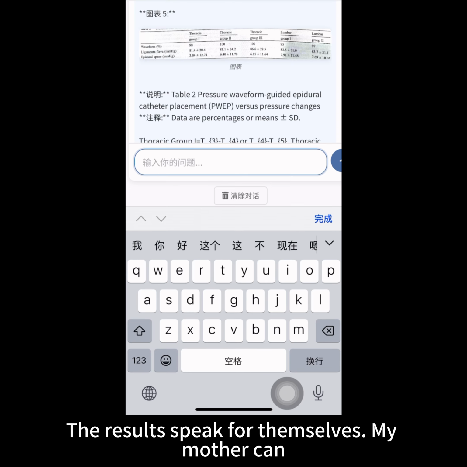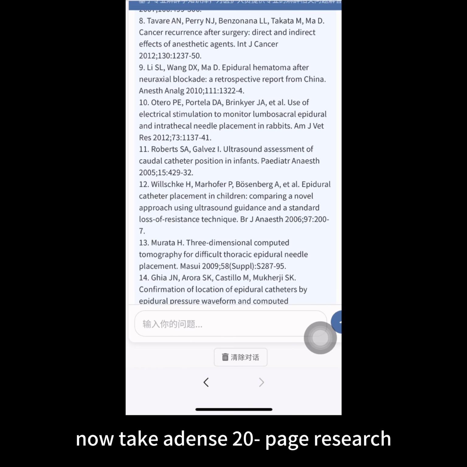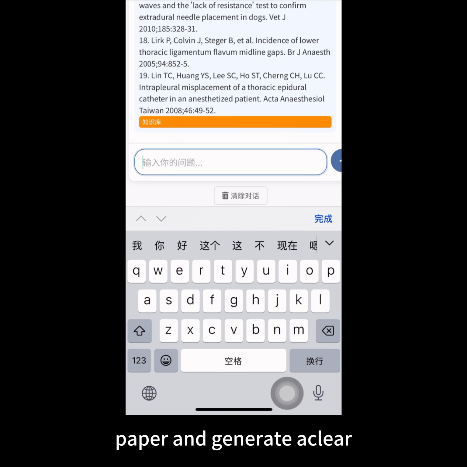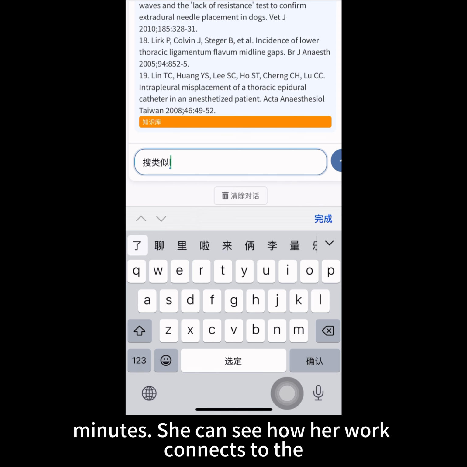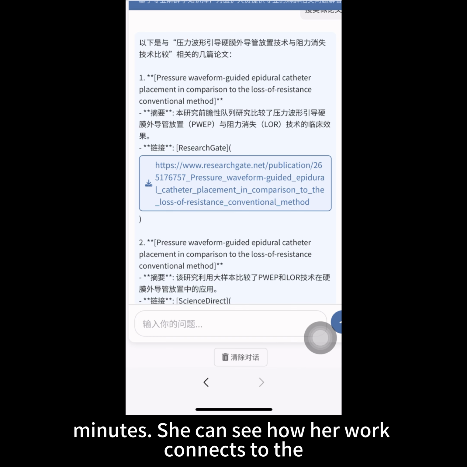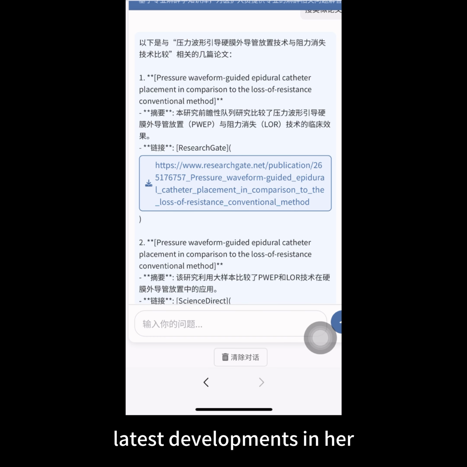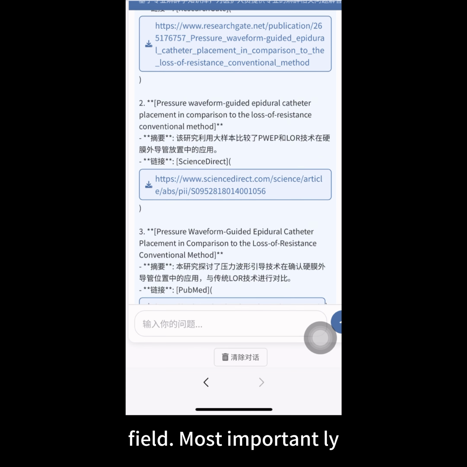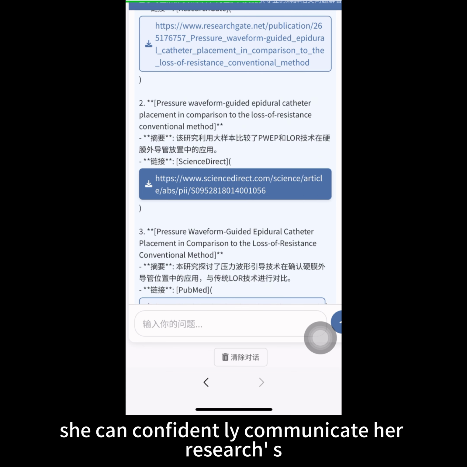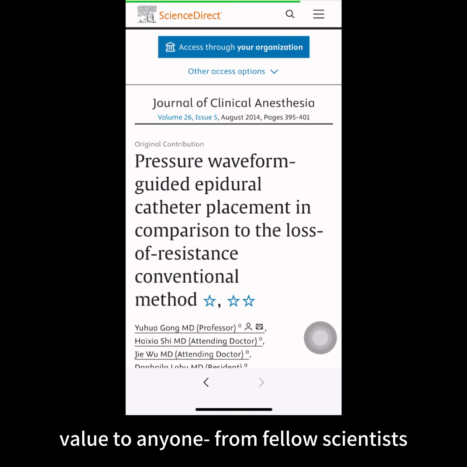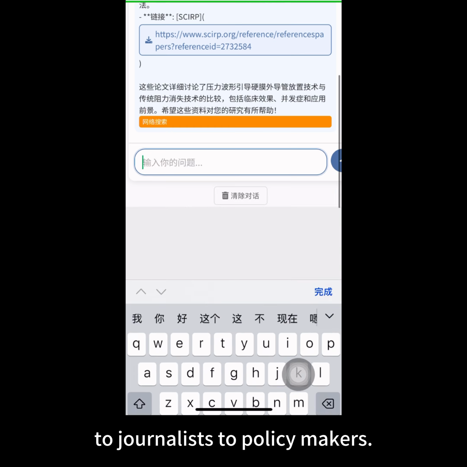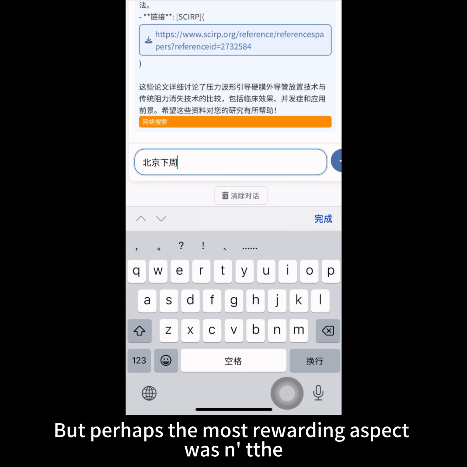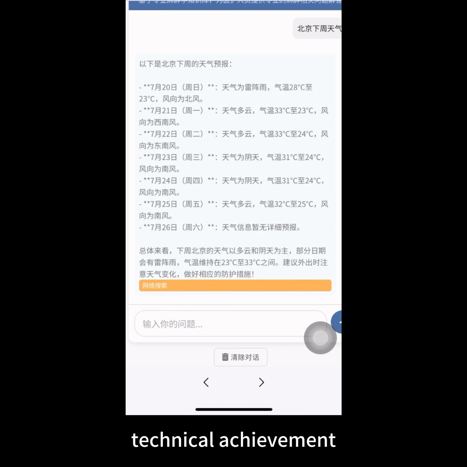The results speak for themselves. My mother can now take a dense 20-page research paper and generate a clear, compelling explanation of its importance in minutes. She can see how her work connects to the latest developments in her field. Most importantly, she can confidently communicate her research's value to anyone from fellow scientists to journalists to policymakers. But perhaps the most rewarding aspect was in the technical achievement.